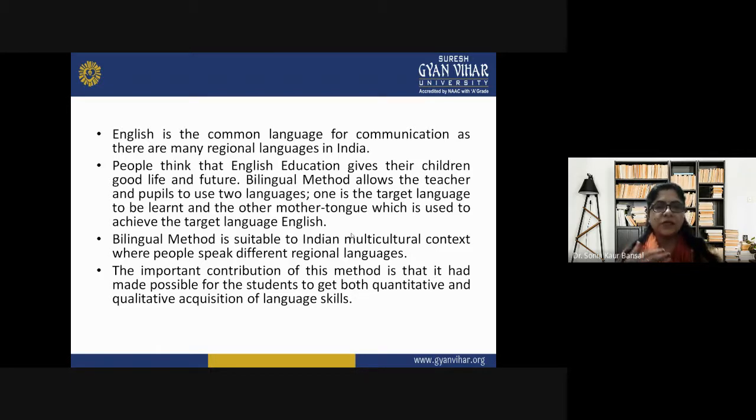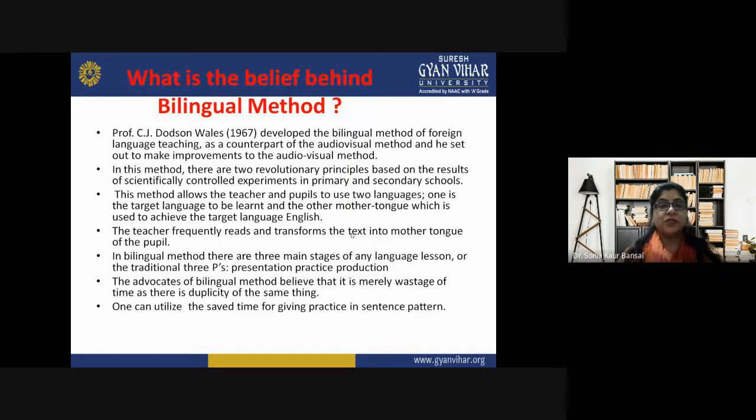Okay, this is the sound of this in the English language, and in mother tongue we call this word this. So this is the contribution of the bilingual method. So it is very, very suitable in the Indian multicultural context, where there are so many cultures, a variety of cultures.